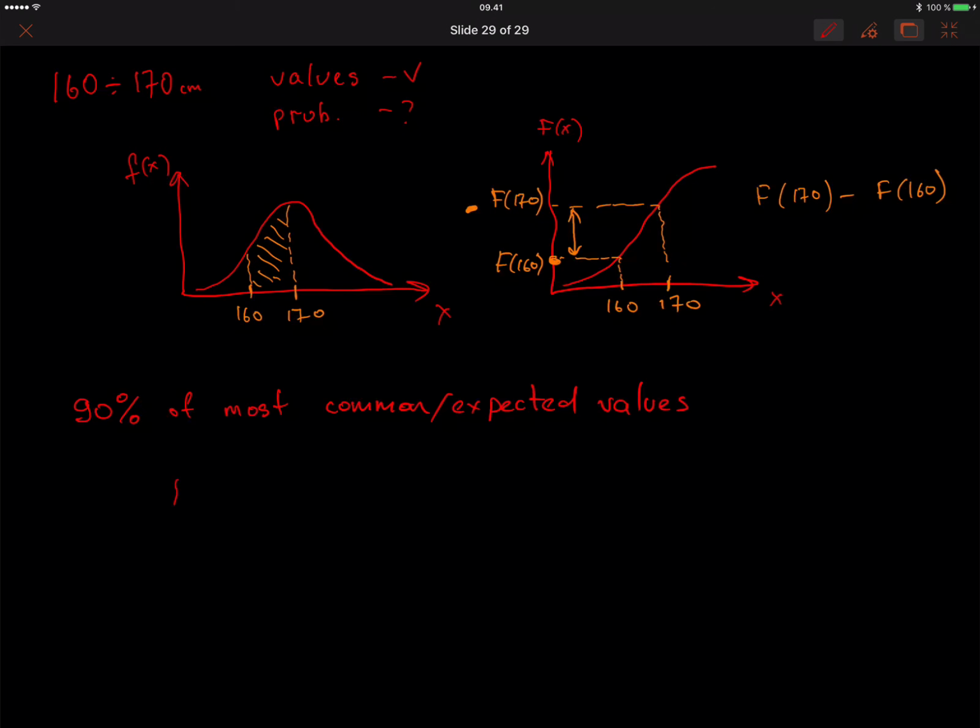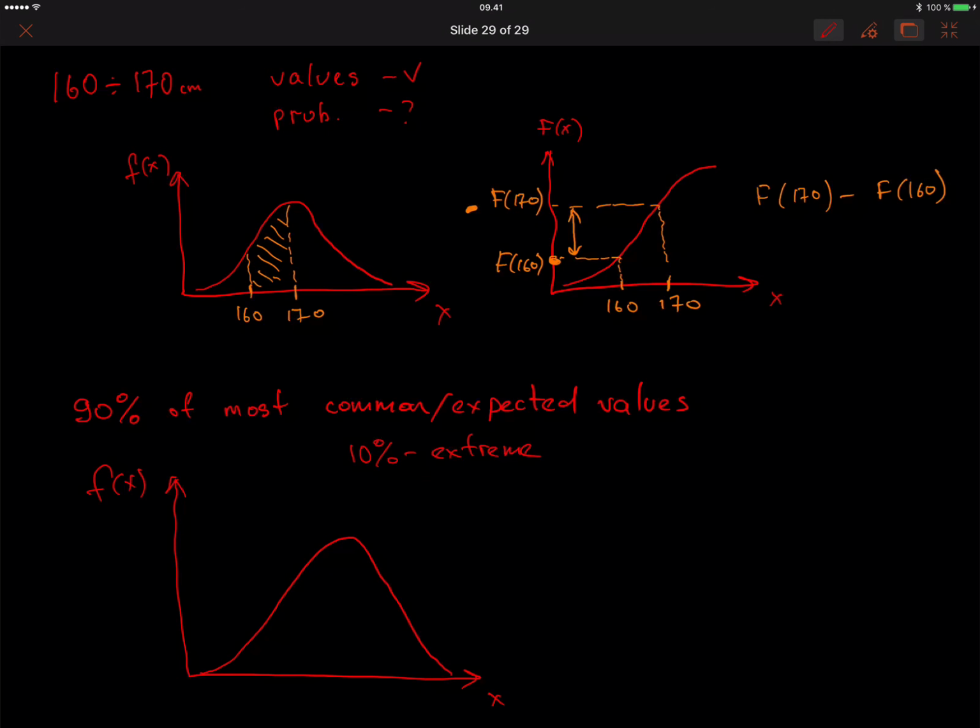So again, I will start with a PDF. So this is our PDF. This is the curve. Doesn't matter how it looks. So this is x. Now think, what is 90% of most common values? It means that it's something not extreme. So if we have 90% of most common values, then we assume that 10% will be the extreme values. And we may have extremely high or extremely small values.